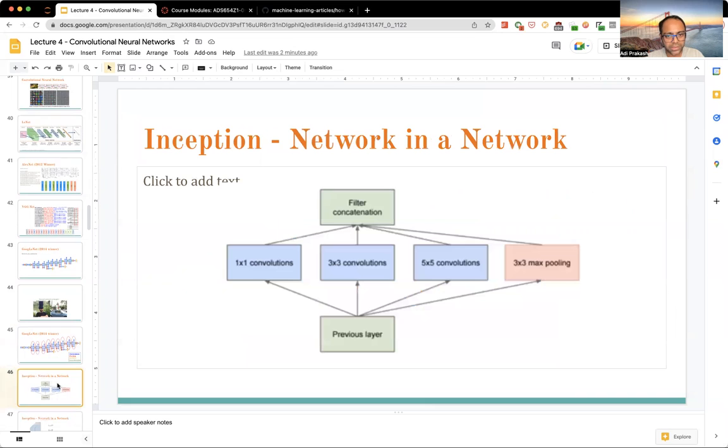Okay, now let's look at what the internal of that network, this block, looks like. So say this is the previous layer. That same value is copied four times and then given to one convolution layer whose filters are of size 1 by 1, here filter size 3 by 3, here filter size 5 by 5.